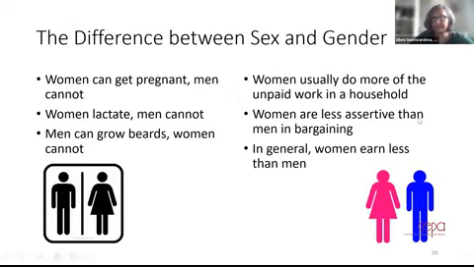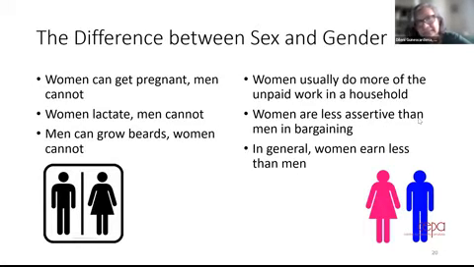Here are some of the things that I use when I do that exercise. So women can get pregnant, men cannot. That's a gender thing. That's a sex thing, I'm sorry, right? Women lactate, men cannot. That's again a sex thing, right? Men, or at least most men, can grow beards, women cannot. That's a sex thing as well, right? But women usually do more of the unpaid work in a household. That's not a sex thing. That is a gender thing.